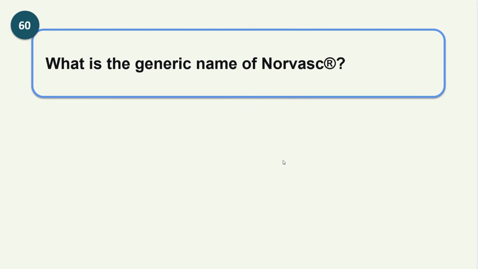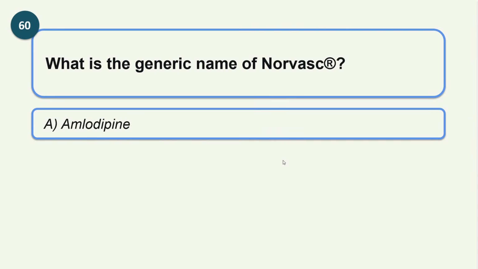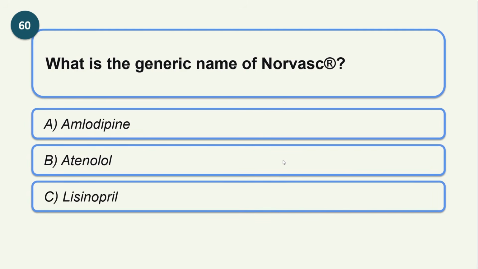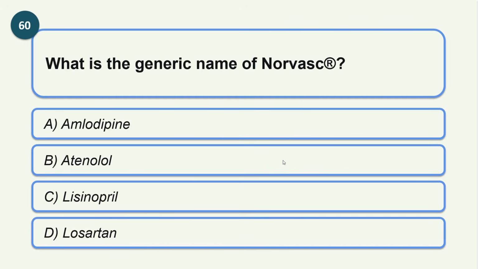What is the generic name of Norvasc? A. Amlodipine, B. Atenolol, C. Lisinopril, D. Losartan.